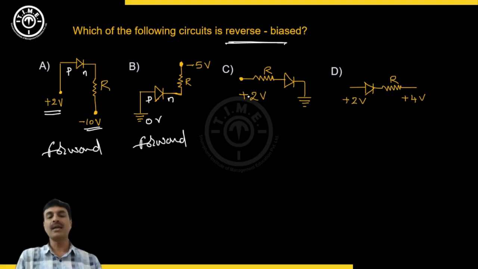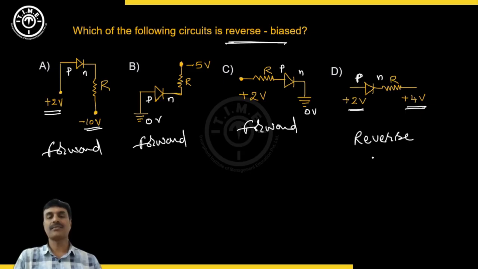Coming to option C, plus 2 on P side and on N side you have 0 volt. So higher and lower on P and N. Clearly forward biased. Okay. Coming to the last option. By this time we'll come to know the answer. When these three are forward biased, obviously fourth one will be in reverse bias. Let us check that. See, plus 2 volt on P side and plus 4 volt on N side. So clearly higher potential is on N side, lower potential is applied on P side. That's what is reverse bias. Okay, so right option here is option D.